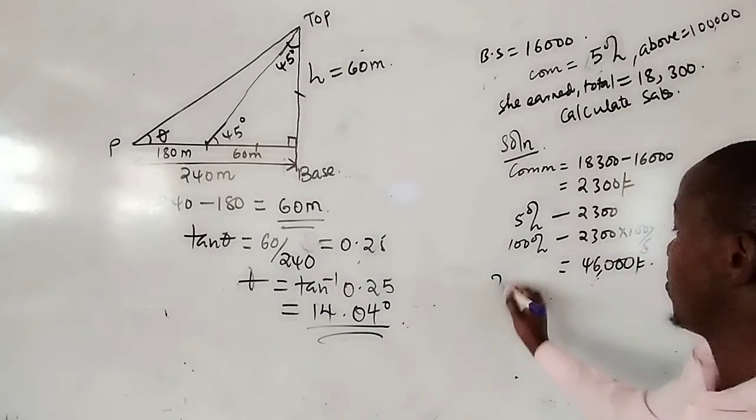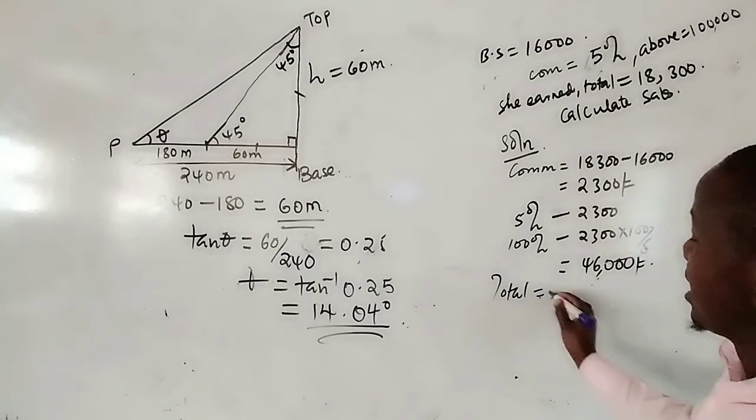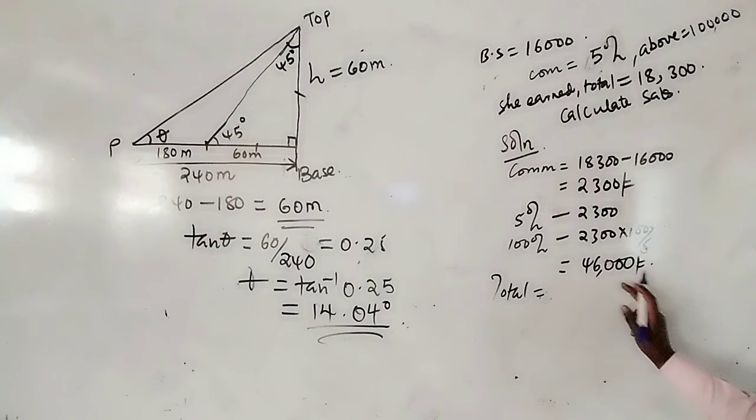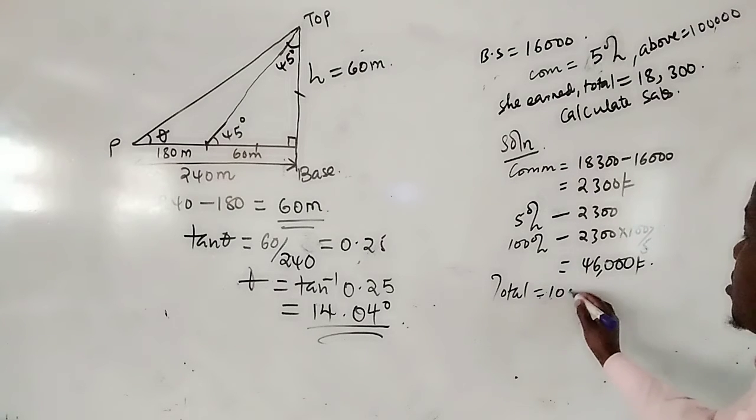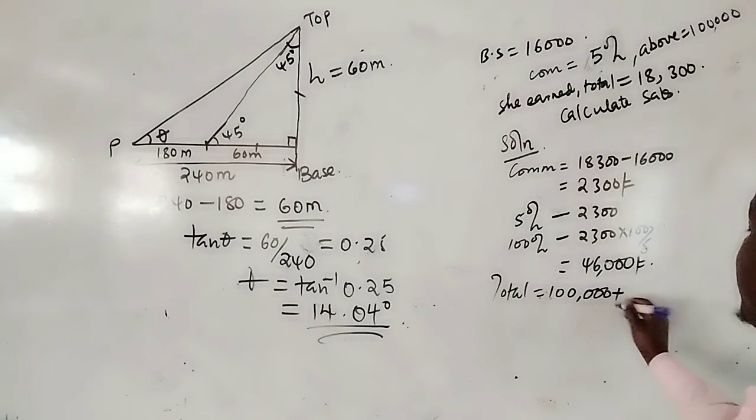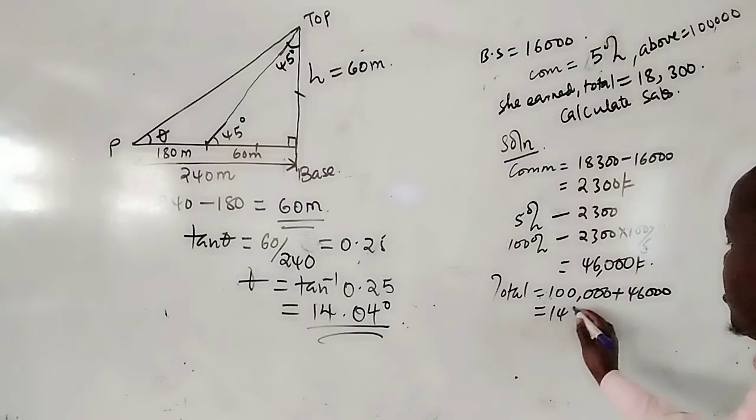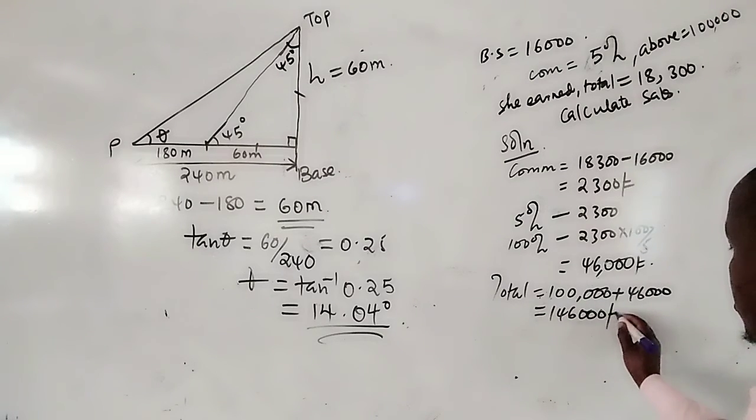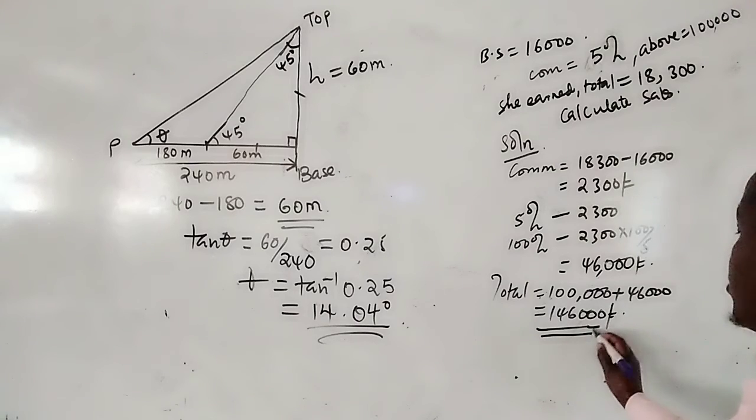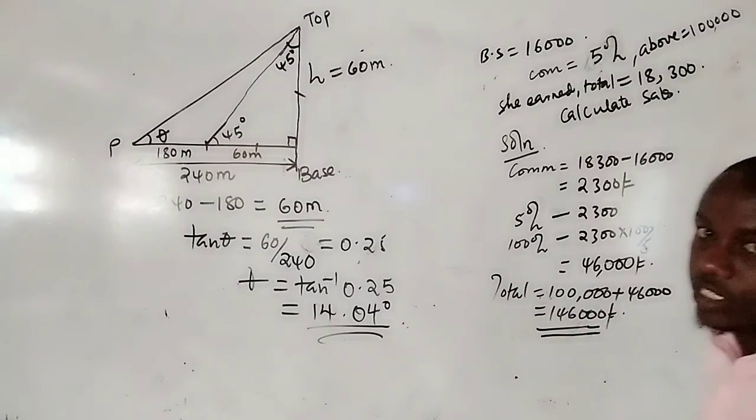So the total sales now: 100,000 plus 46,000 gives 146,000 Kenya shillings. So that is the amount she had gotten from the sales.